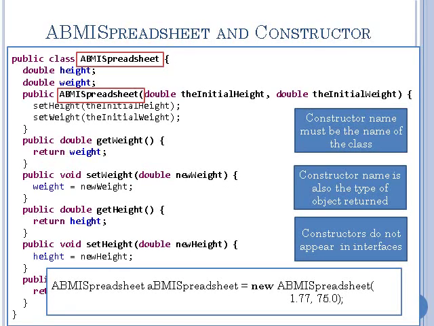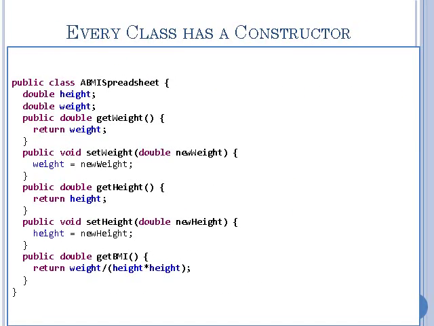Okay. So, when we did not have any constructor in the code, and we said new BMI spreadsheet, then it seems what I'm saying is wrong, right? That there was no constructor, but I said what follows new is a constructor. So that must mean what? It must mean that every class has a constructor. But I didn't put a constructor in it. So what happened?